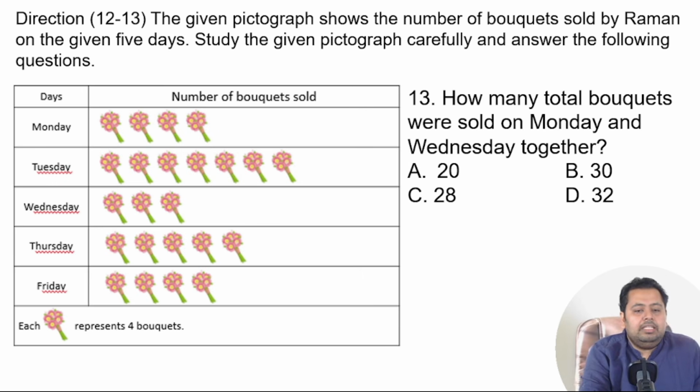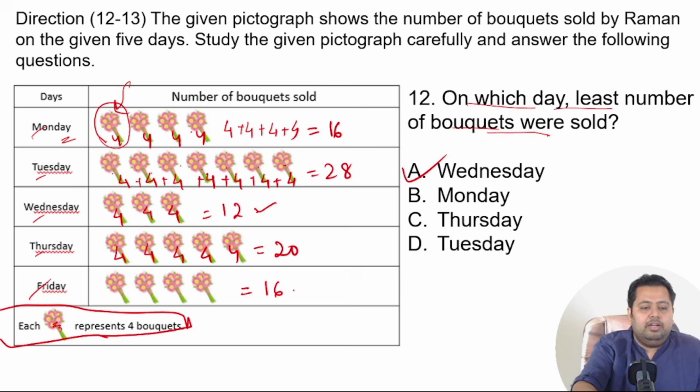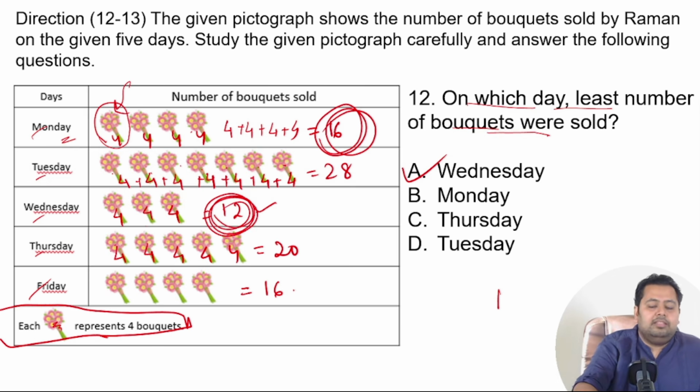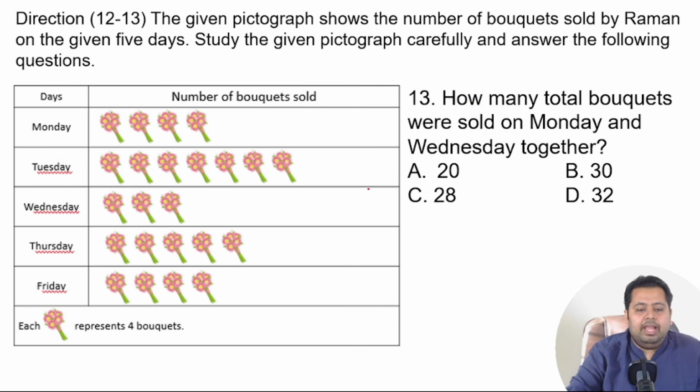Now, question number 13. How many total bouquets were sold on Monday and Wednesday together? As we have solved it earlier, on Monday, Raman sells 16 bouquets. On Wednesday, Raman sells 12 bouquets, right? So on Monday and Wednesday together, Raman would sell 16 plus 12. If I add 16 and 12, 6 plus 2 is 8, 1 plus 1 is 2.